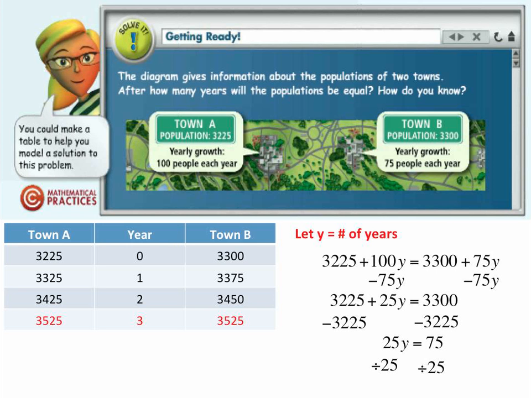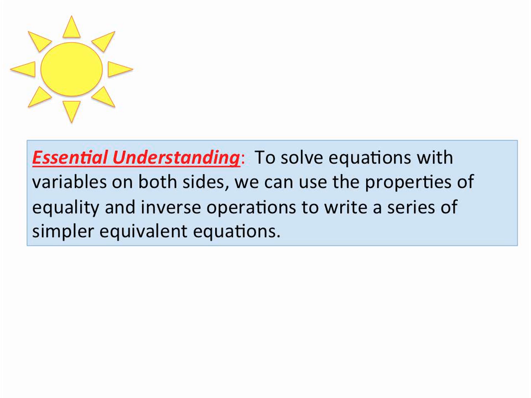Simple problem, divide it by 25, and y is 3. Obviously the same answer you got from the table, but really the section wants you to focus on solving equations. So in 3 years they will have the same population. Okay? So to solve equations with variables on both sides, we use the same properties we've been using the whole time. We write a series of simpler equivalent equations. Get your variable on one side, get your numbers on the other, and then divide.